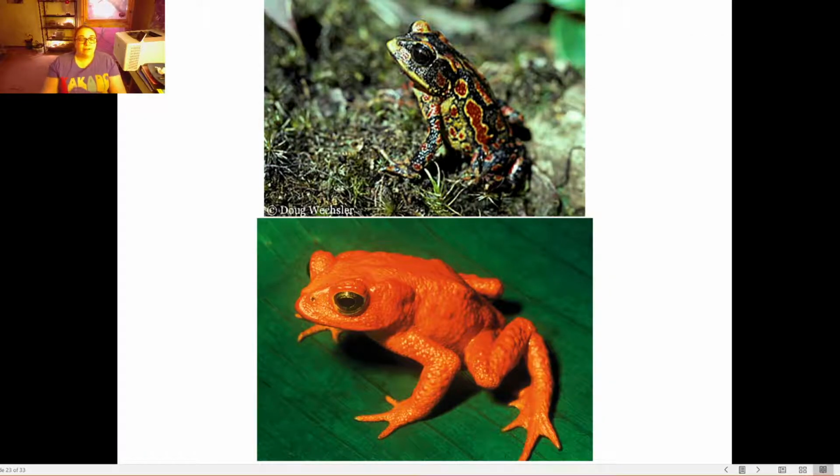Then we have the golden toad. And this was another turning point for conservation. The extinction of the golden toad was a kind of big moment in the amphibian conservation world. So at the top we have a photo of a female, and the bottom is a male. You can see they're very beautiful toads.